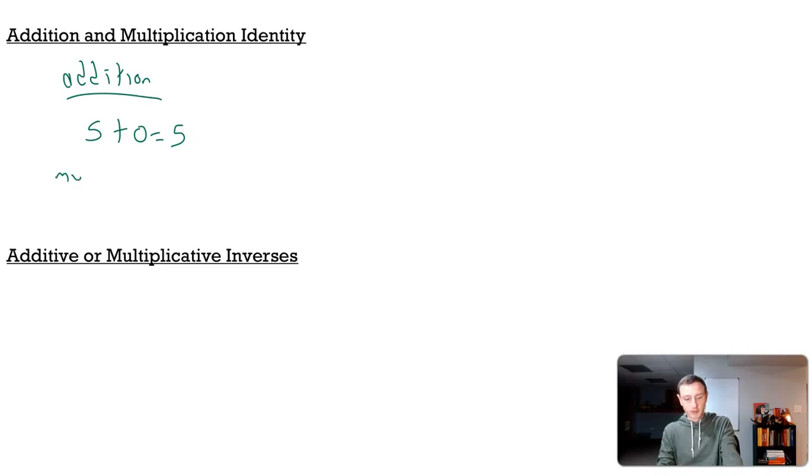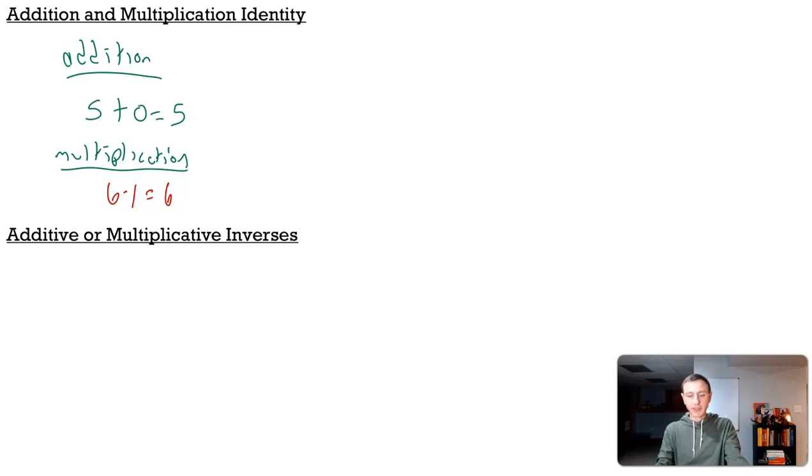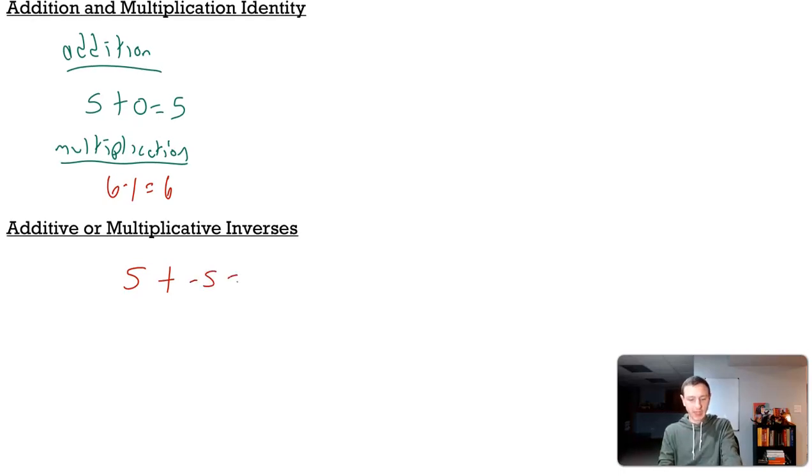With multiplication, what do I multiply 6 by to get back to 6? I multiply by 1. 6 times 1 is 6. That is the identity. And then the inverse is not just trying to get back to a certain term, but the additive inverse is trying to get 0. So if I have 5 again, what would I add to 5 to get to 0? Well, I'd add negative 5. The opposite of 5 is negative 5. So 5 plus negative 5 is 0.